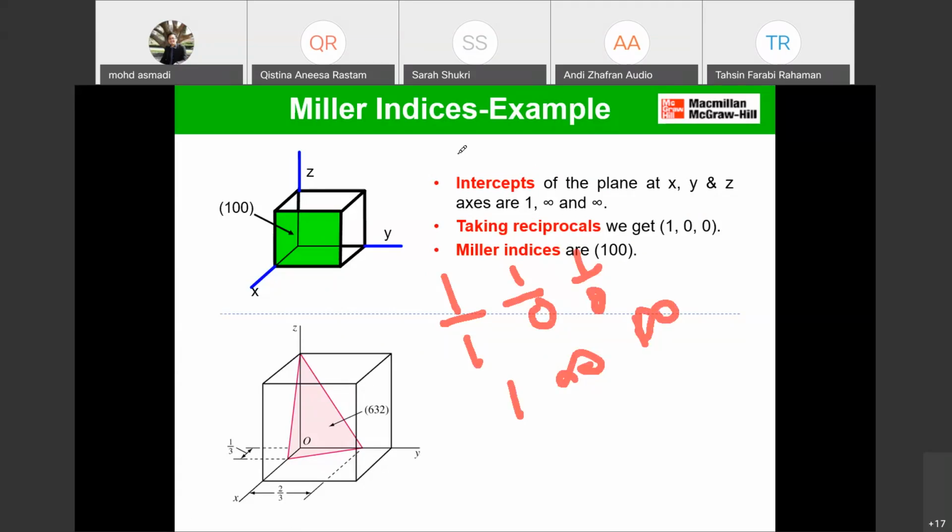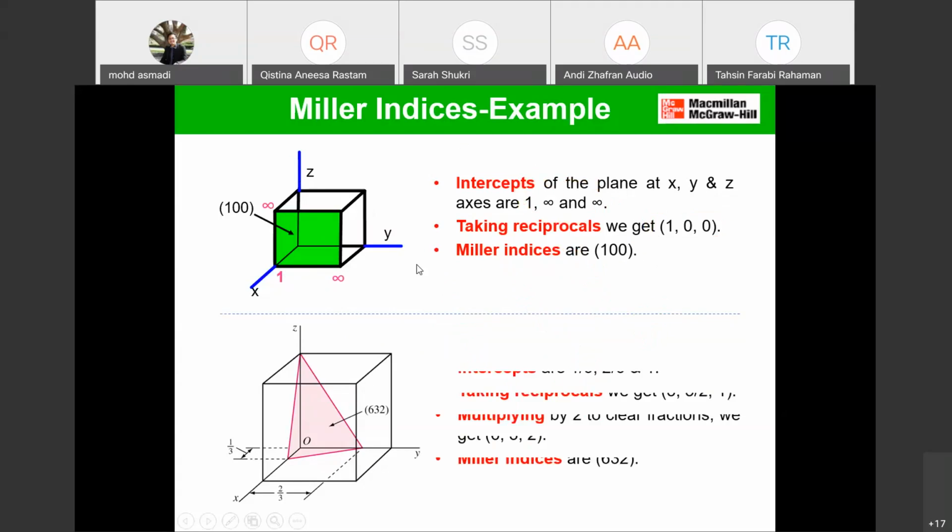But if you want to determine the Miller indices, it's given the intercept. So taking reciprocals as well as clearing fractions, you can get 1 0 0. Okay, so this one is the intercept 1 infinity infinity. If you look at here, the plane is parallel with the z-axis as well as the y-axis.